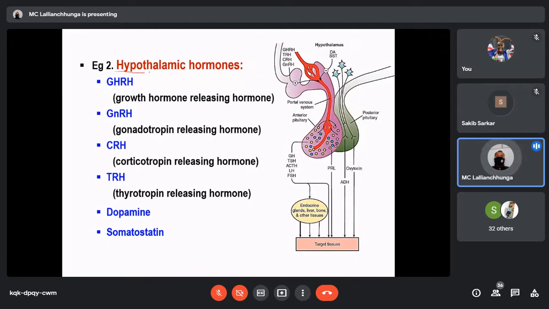And we have the second example. Apart from ADH and oxytocin, the hypothalamus is also synthesizing these hormones or factors. Here you can see this part and this part. Here you see six hypothalamic hormones or factors. GHRH means growth hormone releasing hormone. All these things we'll be discussing one by one afterwards. Growth hormone releasing hormone, and thyrotropin releasing hormone.